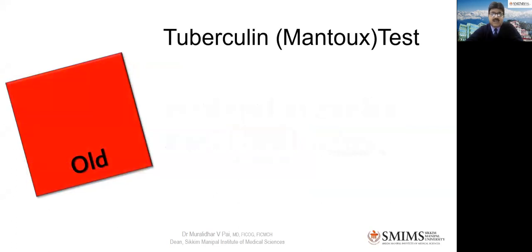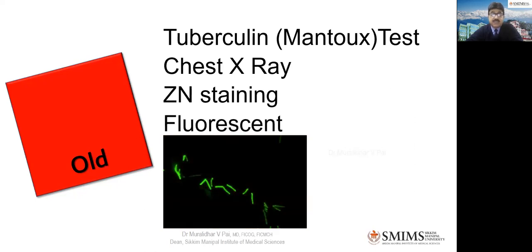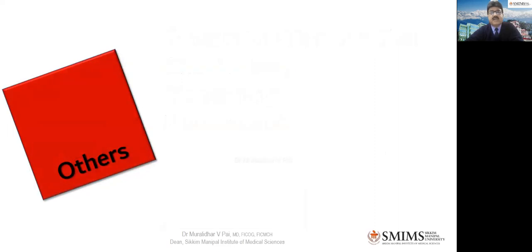Even old tests like the tuberculin test, Mantoux test, I think many centers have given it up. No point in doing. It will only show a reaction. It doesn't say anything much. Chest X-ray, unless the patient is coughing like anything, unless you find a big cavity there, it's not a good test. ZN staining, yes. If you are very lucky, go ahead and do it. Fluorescent technique, of course, again, you have to be extremely lucky to see the tubercle bacilli. What are the other tests?